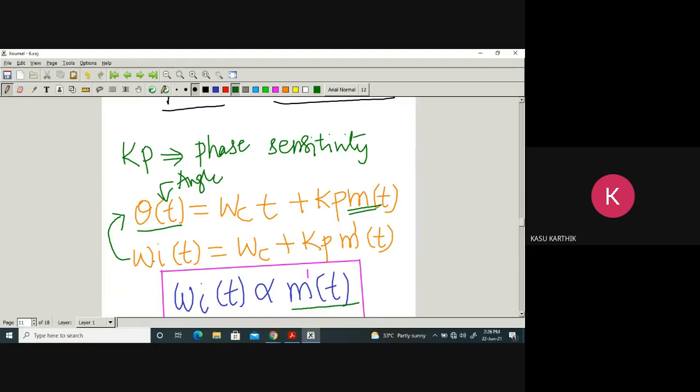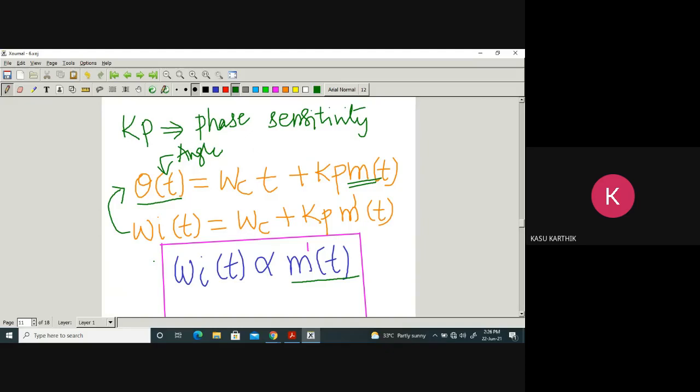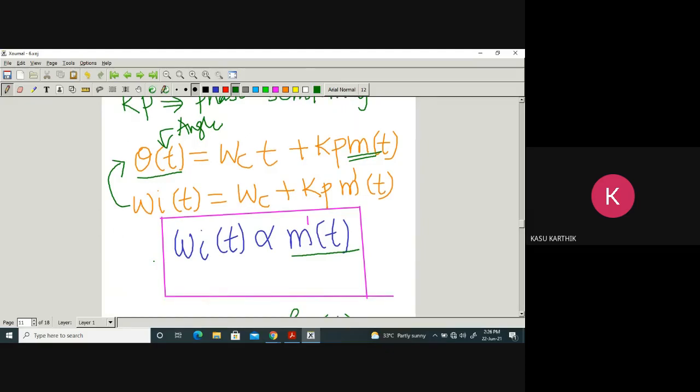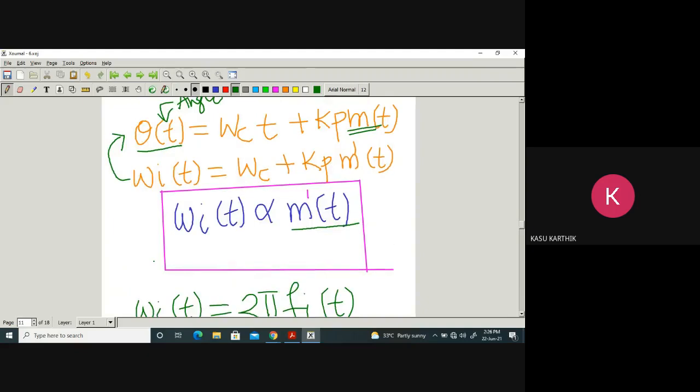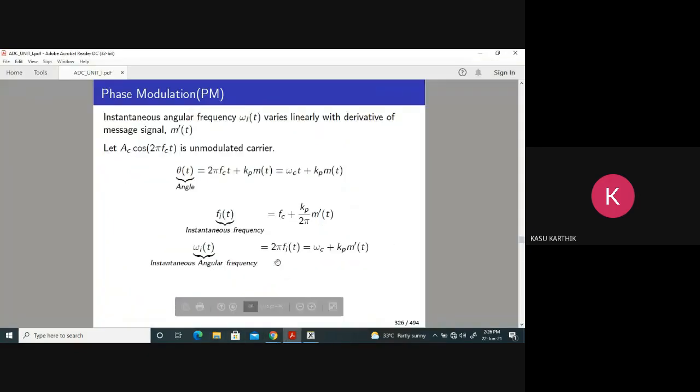Is it okay? You need a little bit of practice to write everything. You must write this on a piece of paper, otherwise you will have difficulty. So now you have a relation: theta of t is omega_c t plus k_p m of t, and omega_i of t equals omega_c plus k_p m dash of t. The unmodulated carrier is A_c cos 2 pi f_c t. Now theta of t is the angle. What is omega_c? It is the carrier frequency.